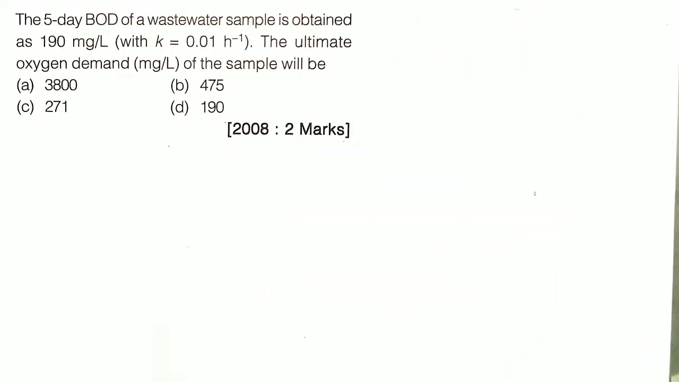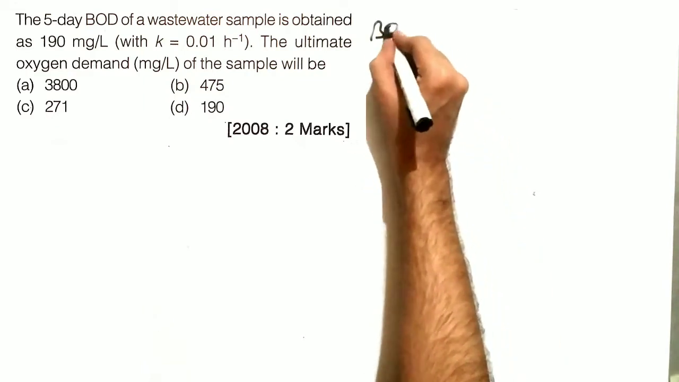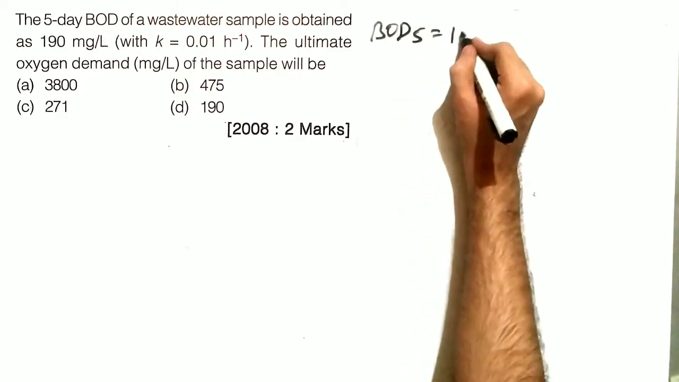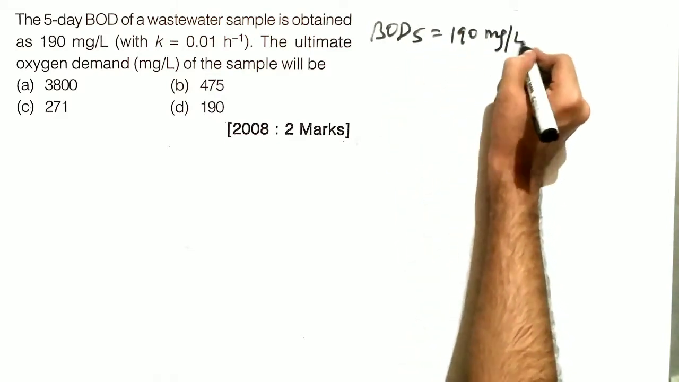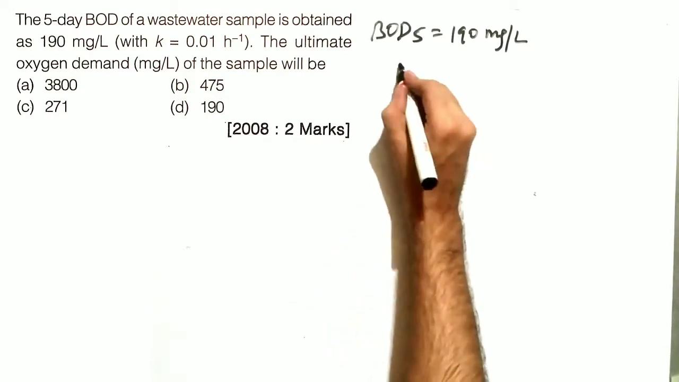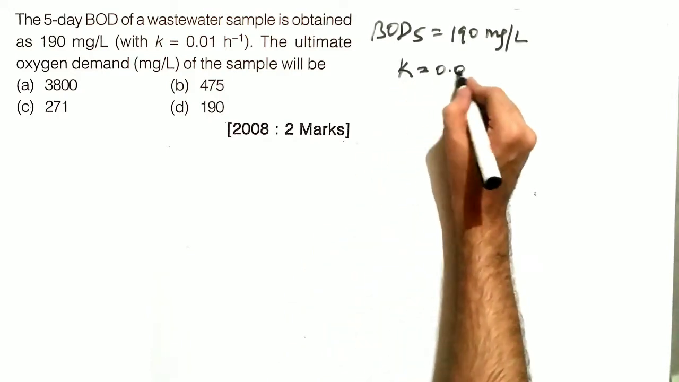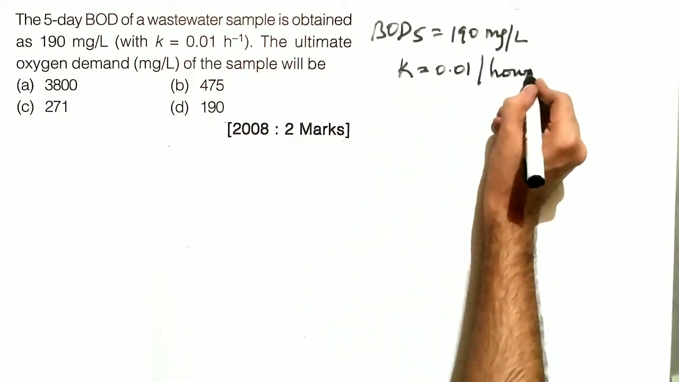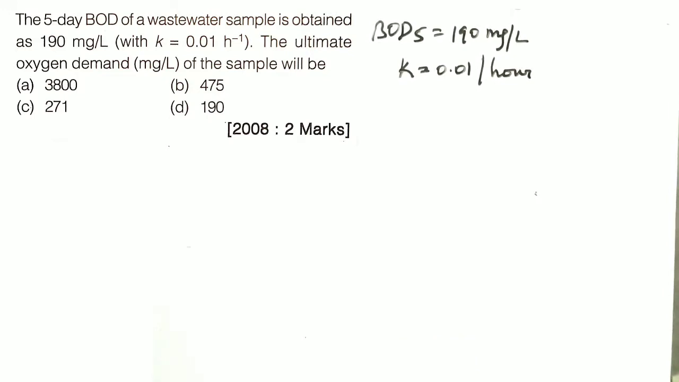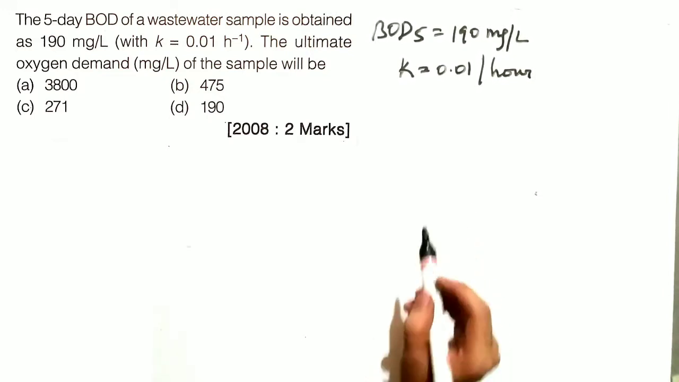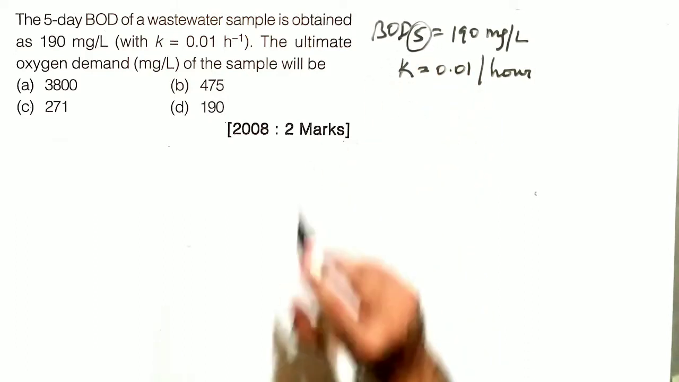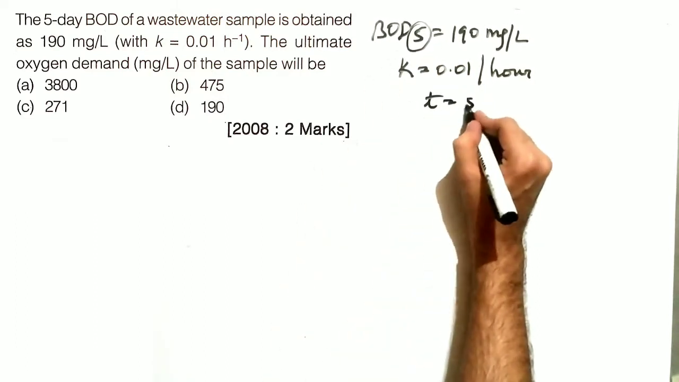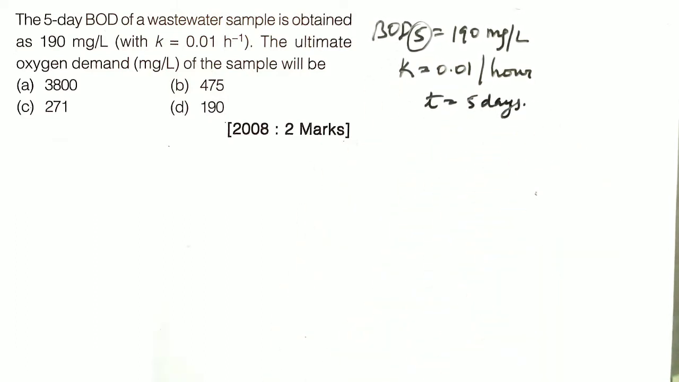The next question says that the 5-day BOD is obtained as 190 milligram per liter. So BOD 5 is given as 190 milligram per liter. And the only tricky part here is that K is given per hour, and the time is given as 5 days, T equals 5 days. But the value of K is not in per day, it is in per hour.